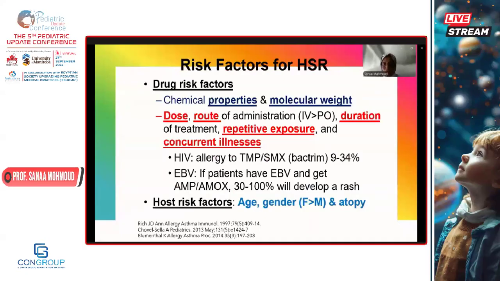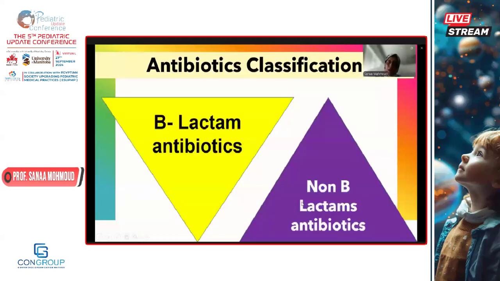Risk factors, generally speaking, are related to the dose and the route of administration. The more antibiotics you give, the prolonged durations, the concurrent illnesses. That's why we are trying not to give antibiotics except when they are needed. Other risk factors are age, younger age and older age, females, and atopic patients.